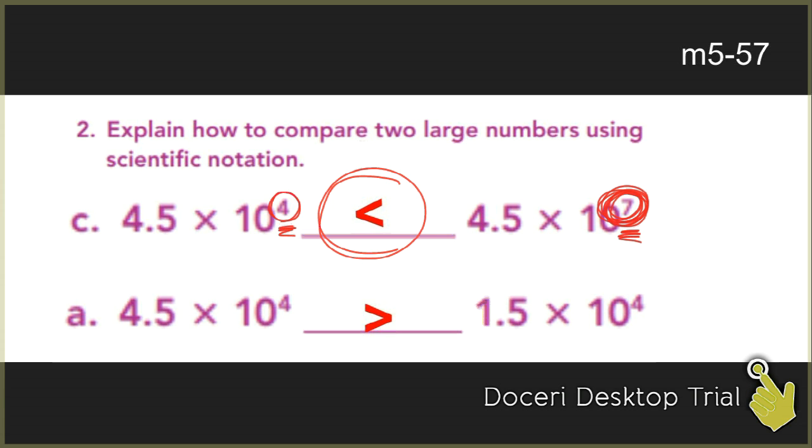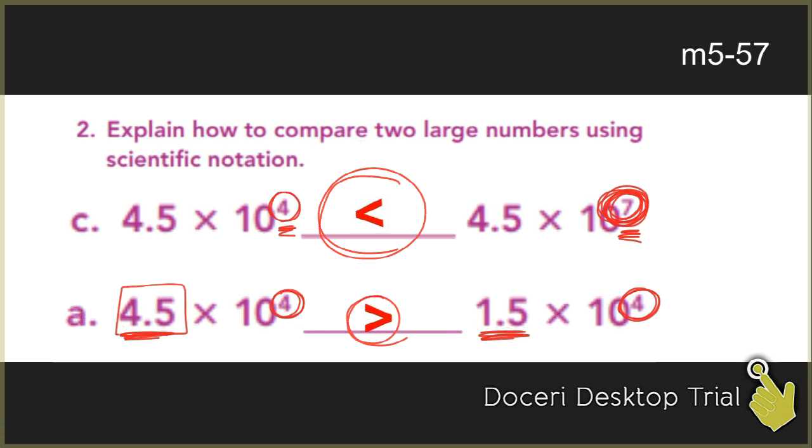Now sometimes we look at our exponents and they're the same. So if we go down to question A, we have an exponent or a characteristic of 4 and a characteristic of 4. They're the same. So from there you go to the mantissa. Our mantissa here is 4 and 5/10 versus 1 and 5/10. So if the exponents are the same, then looking at the mantissa, we know 4 and 5/10 is definitely larger than 1 and 5/10, so we need to show that with our symbol of a greater than sign.